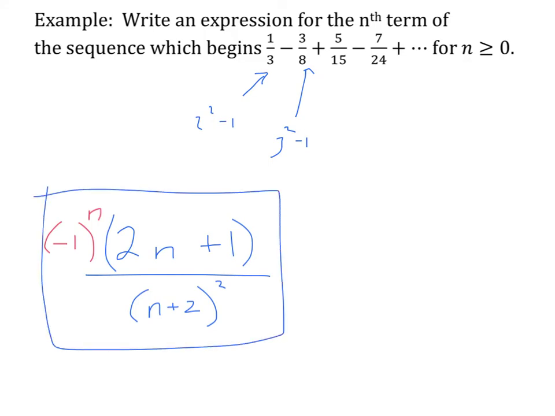So this does two things. One, it shows us how to deal with fractions: we just do the numerator and the denominator separately. It also shows us how to make a sequence alternating: you take negative 1 and raise it to a power. Good stuff.